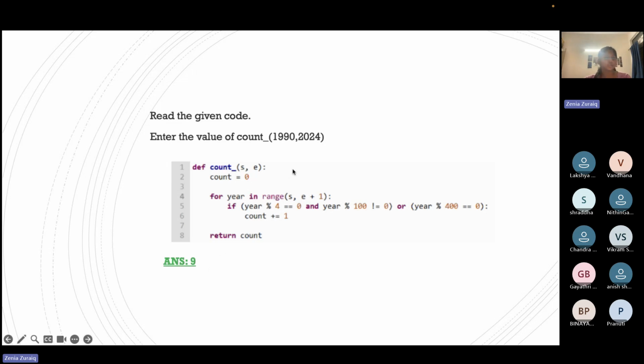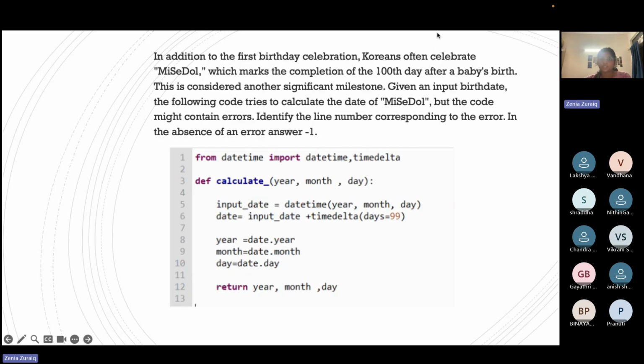So very good that you all identified 9 correctly. I'm just giving you a possibility: if the range had not had this plus 1, then 2024 would not have been counted. So you have to be careful like that. You all got that. So this is the next question.